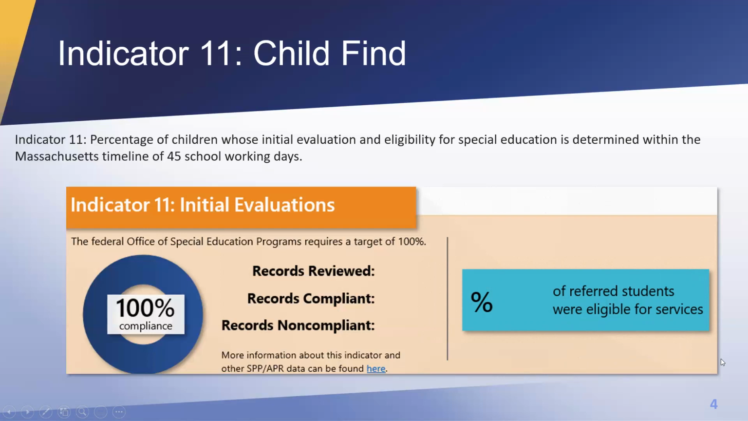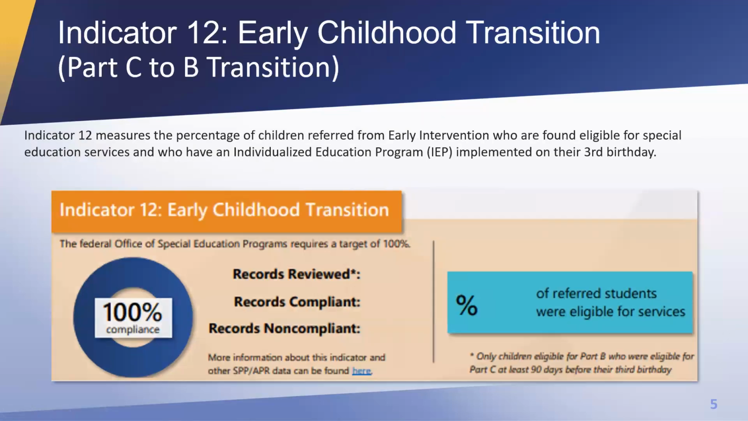This hyperlink takes you to the state web page for this indicator and further details and resources specific to this indicator. So the next thing we're going to look at is indicator 12. That indicator measures the percentage of children who received early intervention services Part C and are found eligible for a disability under Part B, who have an IEP implemented by their 3rd birthday.